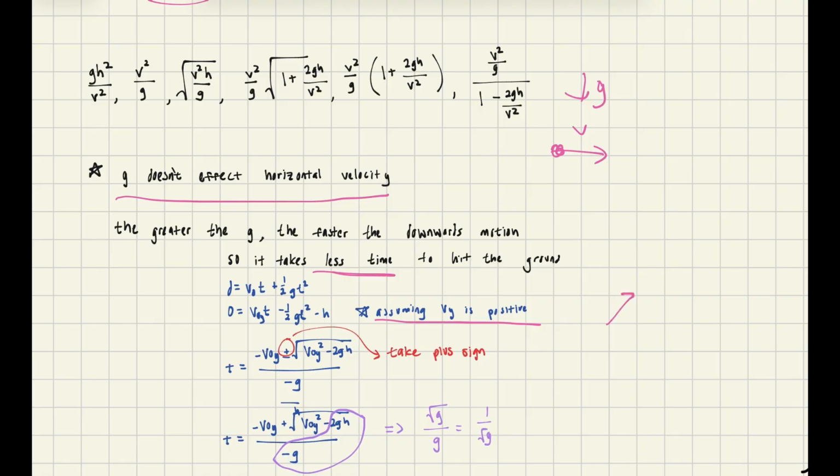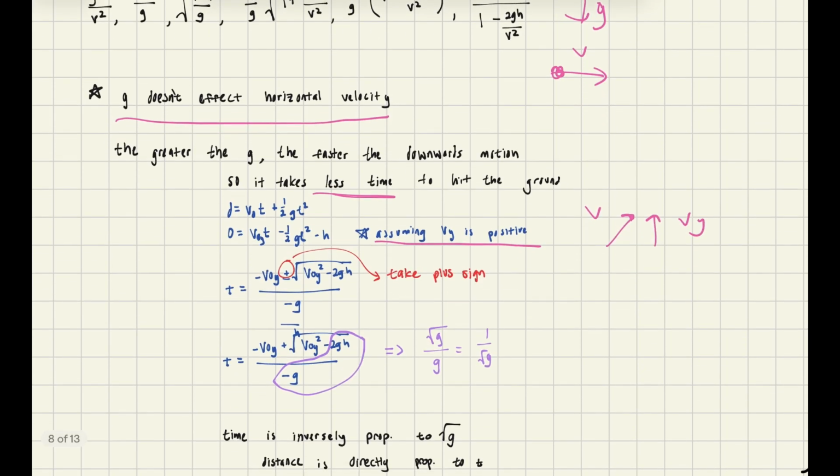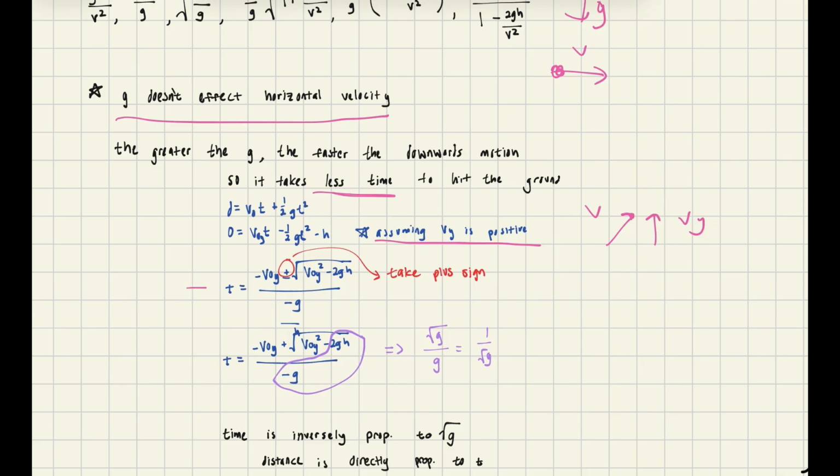Now we're going to solve for t, and we're only going to take the plus version, because in a quadratic equation you get plus and minus. However, we only take the plus version because we want the later time. When we see this, we can see that it has a negative 2gh and a negative g. So we're going to analyze that. We see that's root g over g, which is equal to 1 over root g.